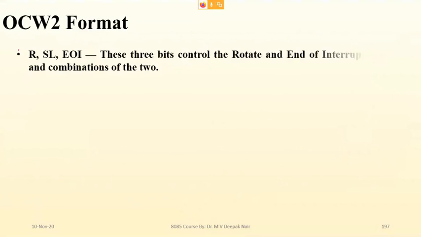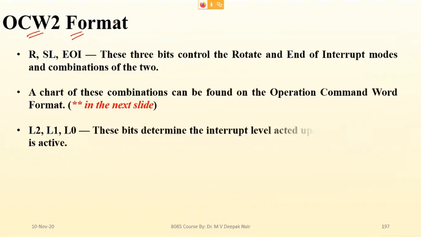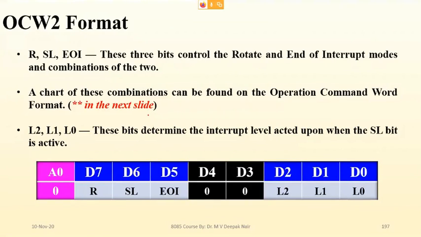Now coming to OCW2, from here the things get a bit more complicated. Better I jump to the next slide itself, because here we can discuss OCW2 through the word itself rather than through these lines. This is what the OCW control word looks like. A0 is 0, that means OCW2 should be passed to the lower address. It is not passed to the higher address.